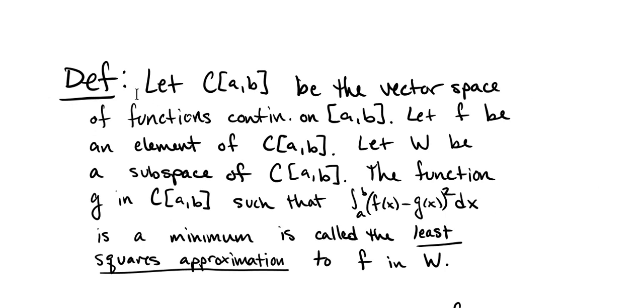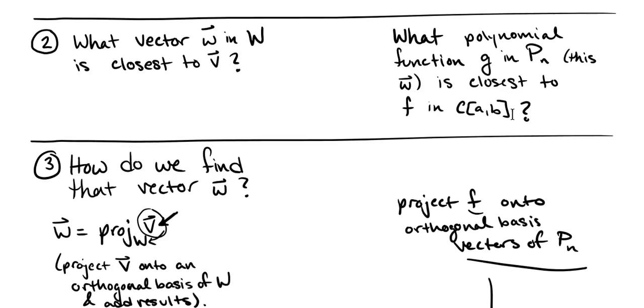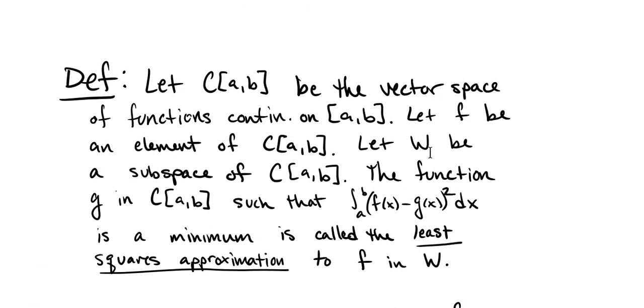So let's take a look here and start with the definition of one of these approximations we're talking about, a very popular one. Let C[a,b] be the vector space of functions continuous on the interval from a to b. Let f be an element of C[a,b], like we looked at in this example up here, for example, like e to the x. Sure, that works. Let W be a subspace of C[a,b], like the Pn we saw above. The function g in W such that the integral from a to b of (f minus g) quantity squared is minimum is called the least squares approximation to f in W.